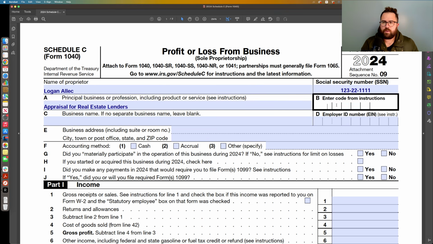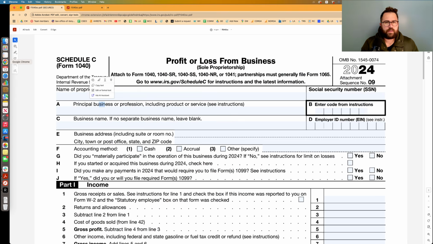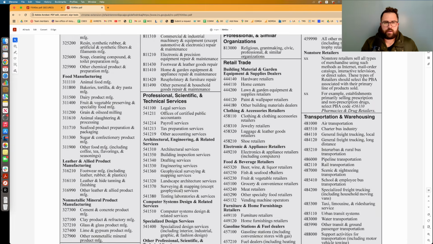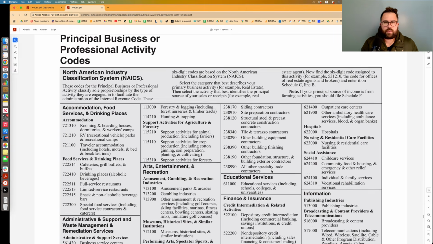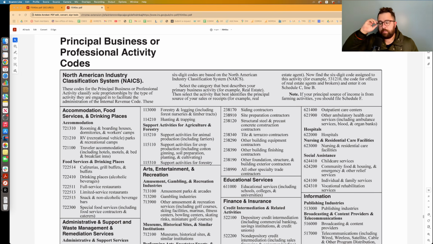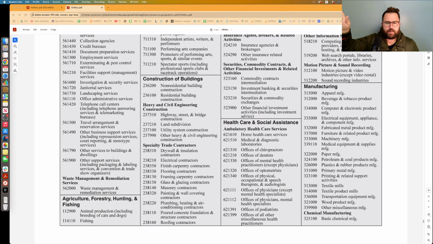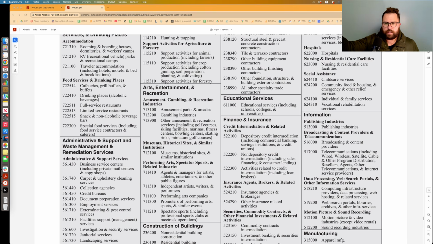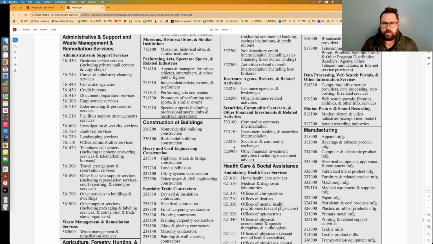Then you've got to put the code from the instructions. This code here is at the back of the Schedule C instructions, like in the very back here. All these codes. You've got to look for the one that corresponds the closest to your particular business activity. Right. So if in this fictitious example, I pretend to be a real estate appraiser, I'm not. I'm a CPA. As a matter of fact, I'm not going to put real estate appraiser. I'm going to put CPA, and there's a separate one here for offices of certified public accountants. You can use Control F.